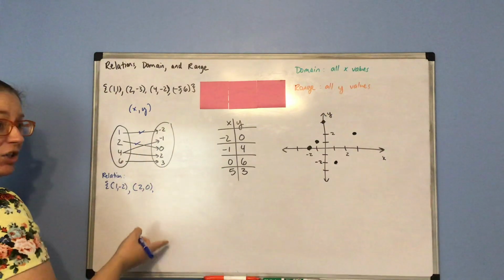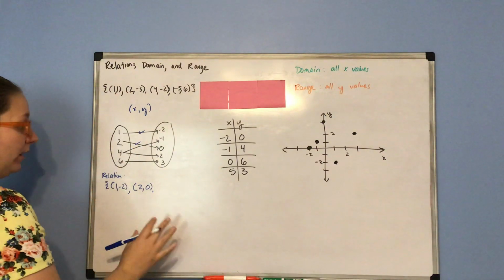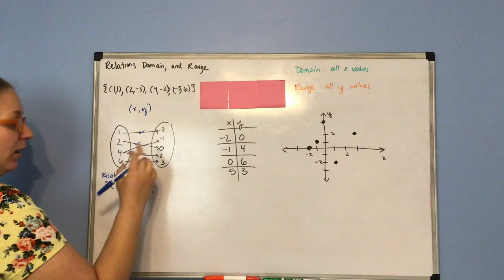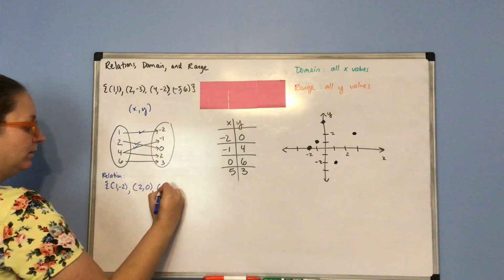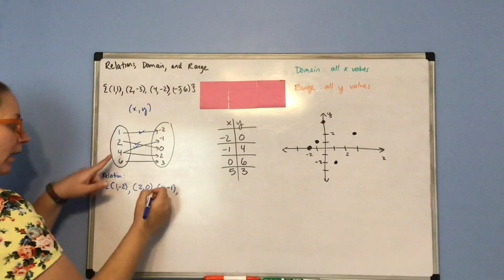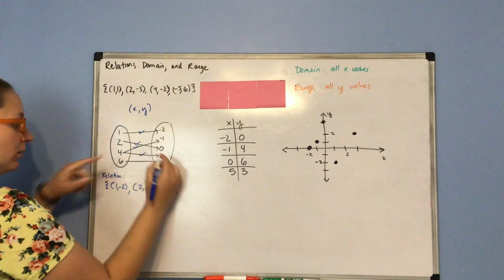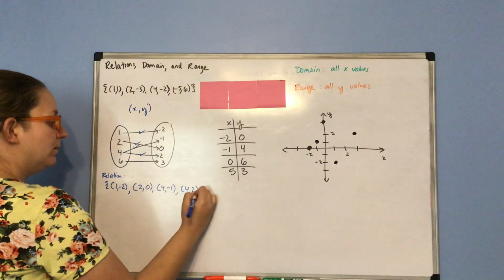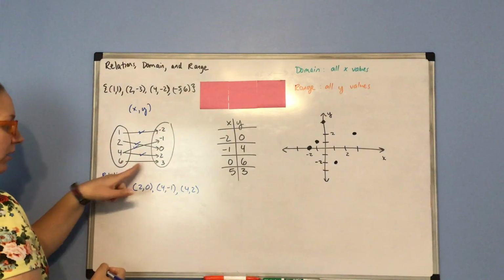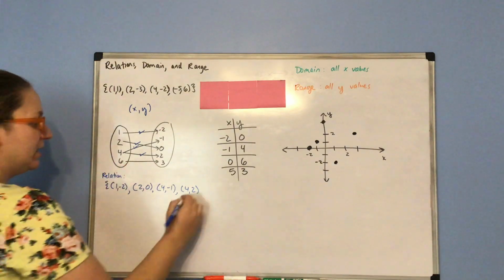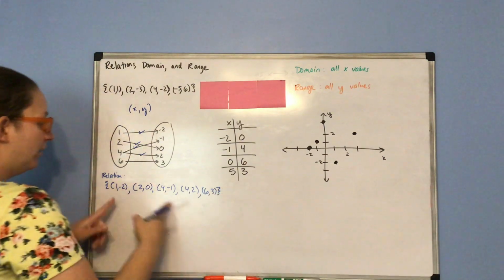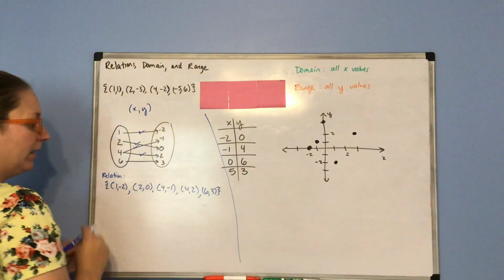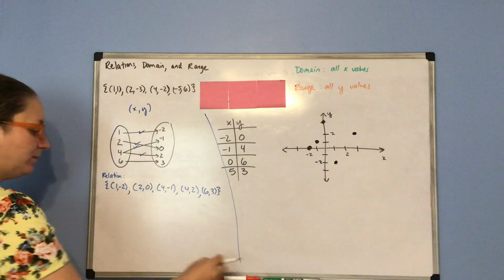Notice that 4 has 2 arrows coming out of it. That's perfectly fine. That means that we're going to have 2 points that start with 4. I have 4, -1. I also have 4, 2. And then last but not least, our last arrow joining together two numbers is 6, 3. So if I want to rewrite this as a relation, that is all I need to do.